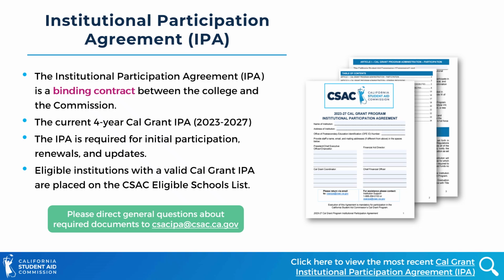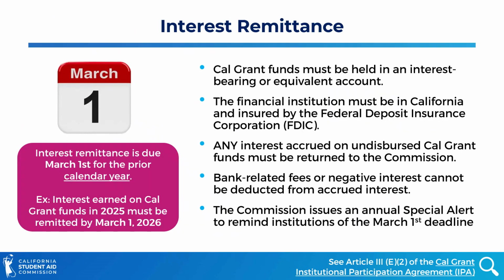As we get closer to 2027, CSAC will start the renewal IPA process. The IPA provides guidelines on how to administer Cal Grant, data reporting requirements, information security, corrective measures, and more. If you have any IPA-related questions, please email csacipa@csac.ca.gov.